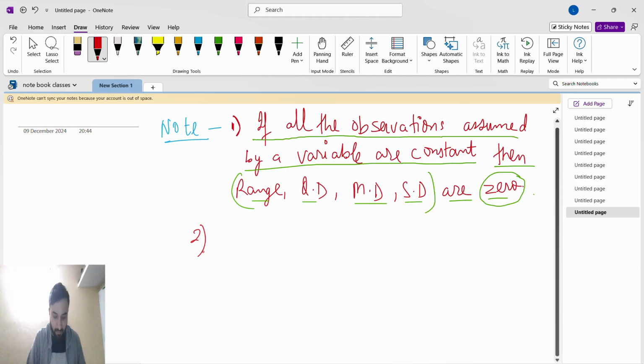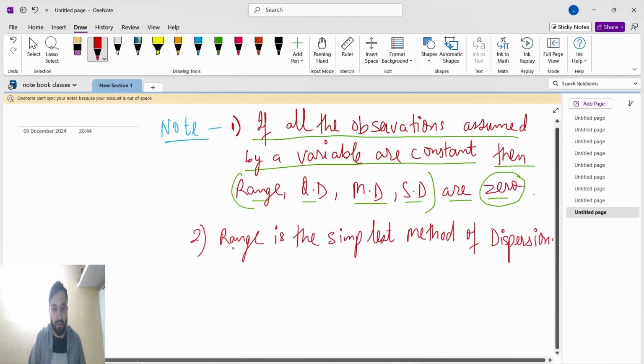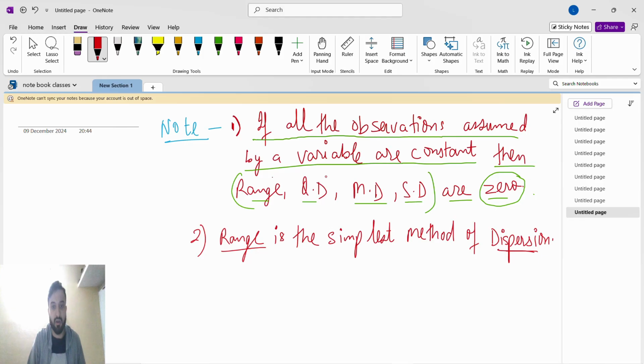Range is the simplest method of dispersion. We use this because in dispersion we have range, quartile deviation, mean deviation, and standard deviation.